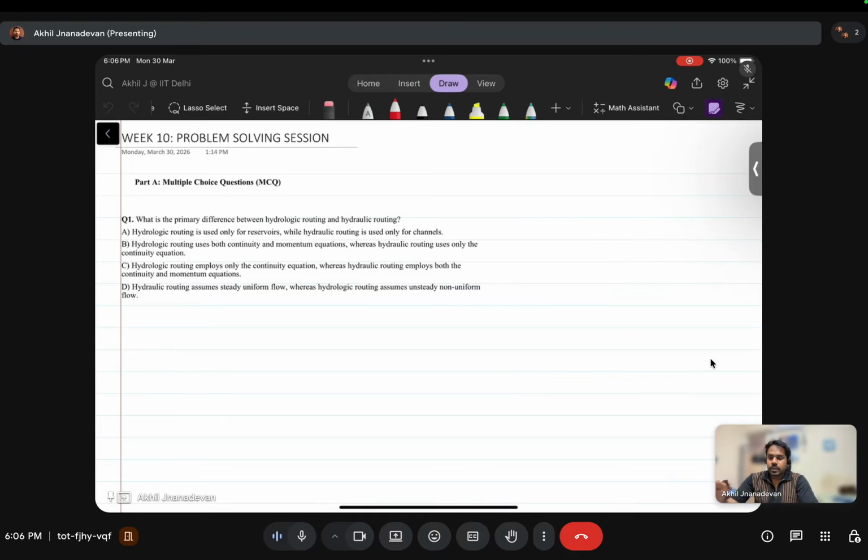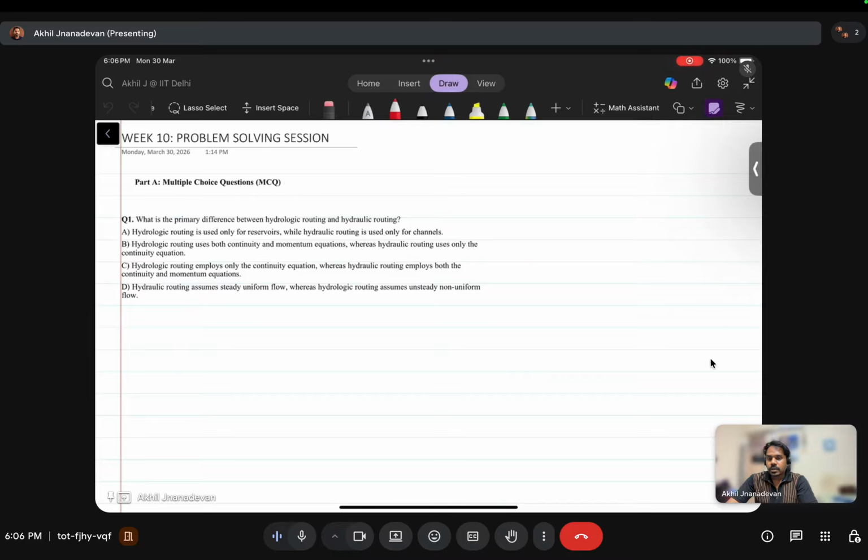So these are the main things. The primary thing is flow routing, and within flow routing we have been more focused on hydrologic routing. Hydraulic routing, the theory, the concept has been brushed upon, but we won't be going into depth. But in hydrologic routing, we will be seeing two cases: one is reservoir routing and the other is channel routing.